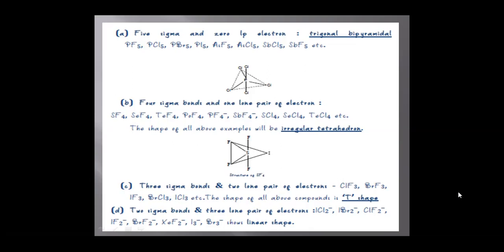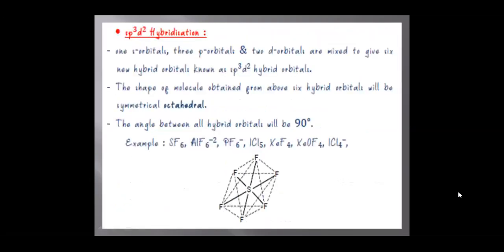4 sigma bonds and 1 lone pair of electrons form irregular tetrahedral. For example, sulfur tetrafluoride, tellurium tetrafluoride. 3 sigma bonds and 2 lone pairs of electrons form T shape. 2 sigma bonds and 3 lone pairs of electrons form linear shape.